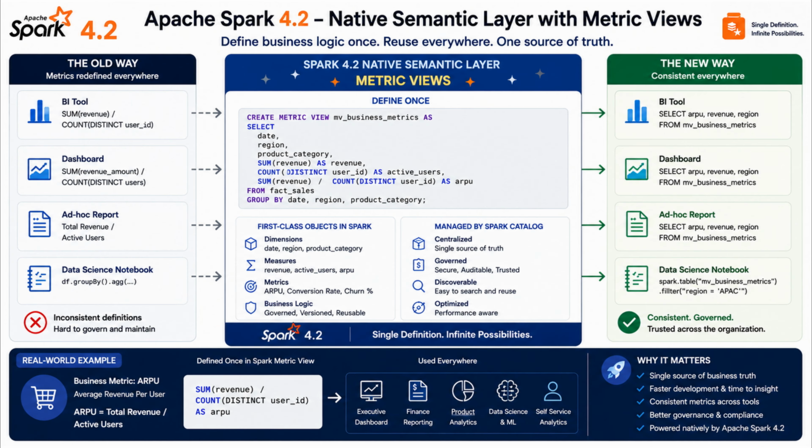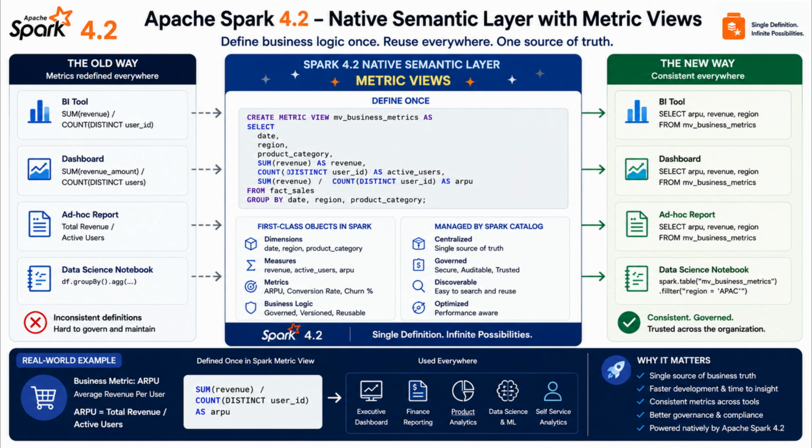Here, the first one starts with the native semantic layer with metric views. This is one of the most impactful additions. Traditionally, business metrics are defined repeatedly across dashboards, reports, notebooks, and BI tools. One team defines revenue in one way, another team calculates active users. Soon, everyone is arguing about numbers instead of making decisions.